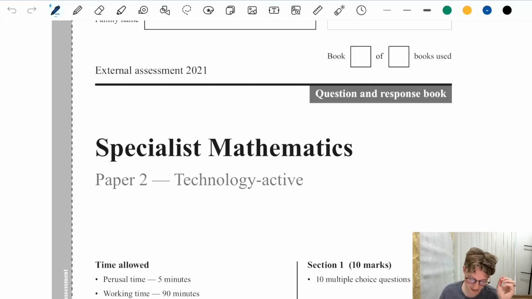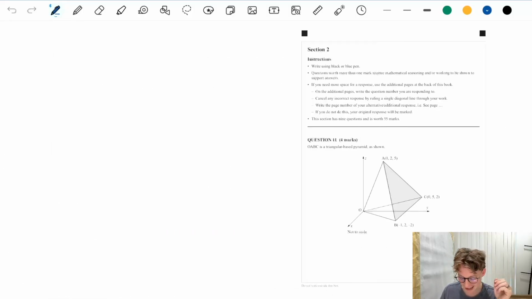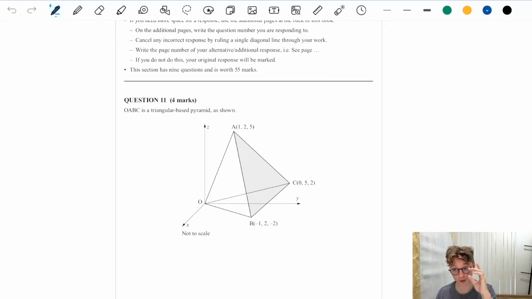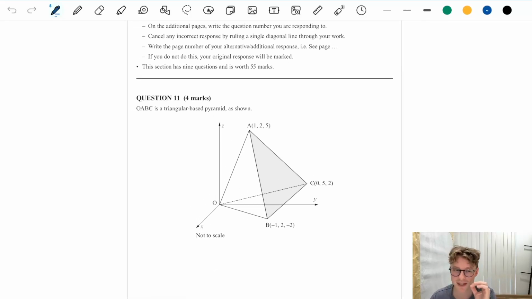So we're doing the 2021 paper. We're going to jump straight into it. The last time I did a full exam, it took 2 hours. We're going to try hard to come in under that, although I feel like with the Tech Active, it's probably the hardest of the two papers. There can sometimes be a little bit more to talk about.